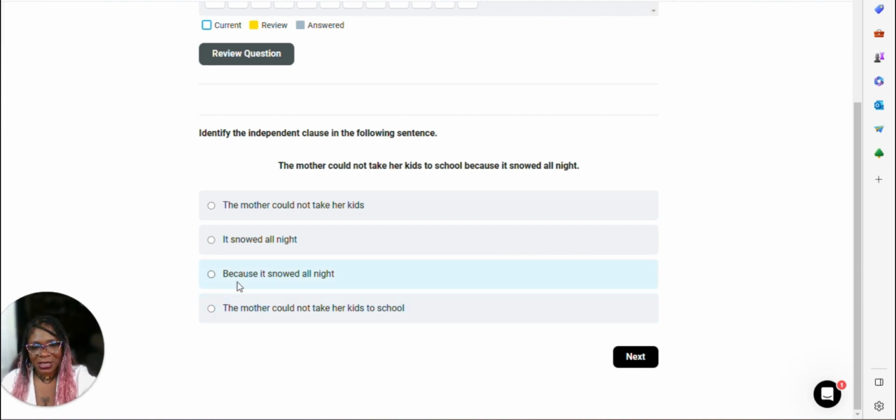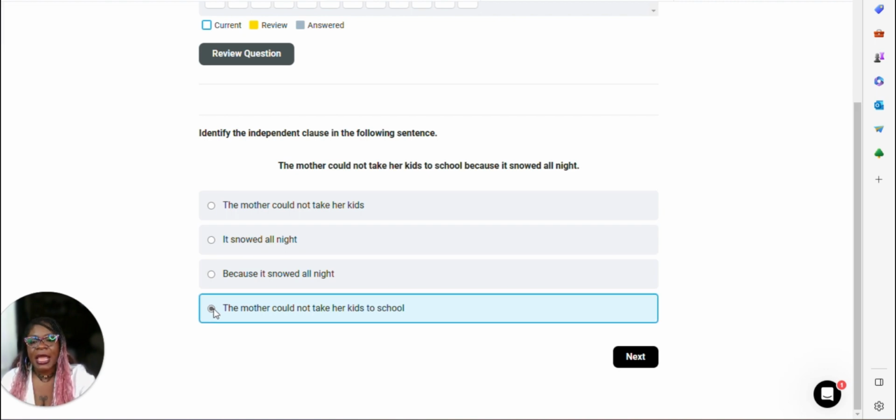So the answer for this one is going to be the mother could not take her kids to school. And that's because this is independent because it has a subject, a verb, and it expresses a complete thought. So that makes it an independent clause, right?